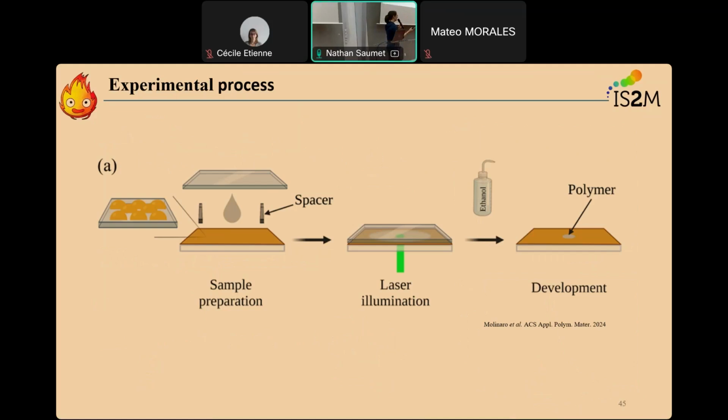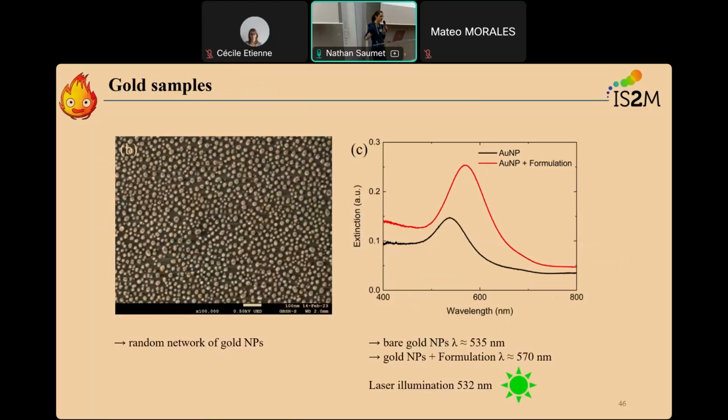Then I will open my sample and rinse with ethanol, so it will remove the unreacted formulation. And if we observe polymer, it means that the temperature threshold was exceeded on the sample. So my sample is this one. It's a random network of nanoparticles.